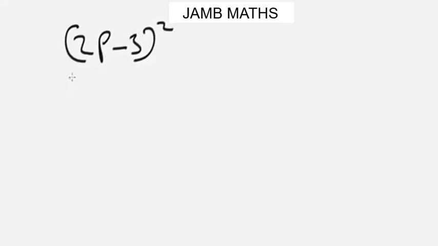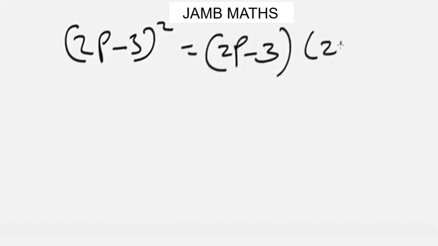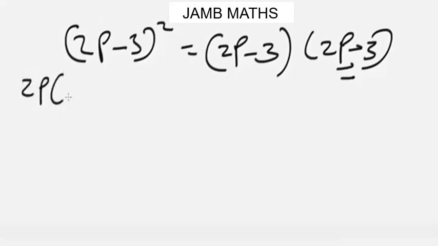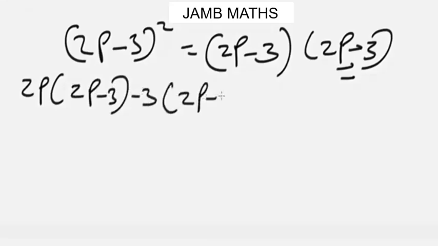Okay, so to begin with, this thing is the same thing as 2p minus 3 in bracket 2p minus 3. Alright, so when you simplify, firstly, this 2p here, we multiply everything here, and before the minus 3, we multiply everything here as well. So this will be the same thing as 2p in bracket 2p minus 3, plus minus 3 in bracket 2p minus 3.